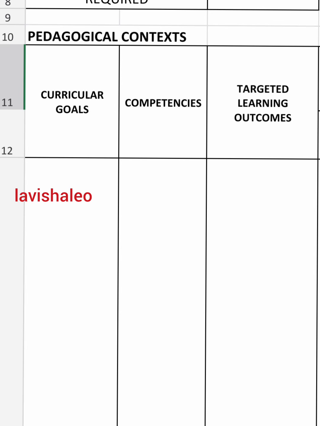First column is titled Curricular Goals. To write the curricular goal in this column, you all have to refer to NCFSE, which is the National Curriculum Framework for School Education. There you have to find your subject, and under that subject you will find a table where curricular goals are listed, and you have to pick one or two curricular goals as per your topic.